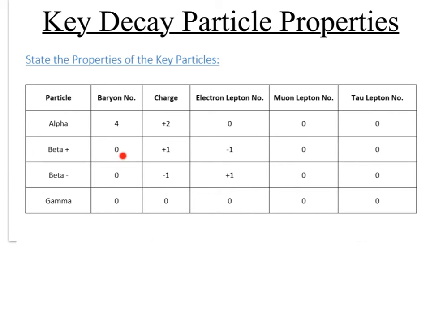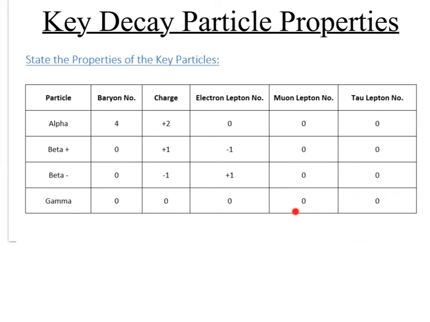Beta minus is a lepton, so it's not got any baryon number, but beta plus is positively charged. However, it's an antiparticle because it's a positron, which means it has an electron-lepton number of minus 1. It's not a muon or tau type, so those are 0, just as all the others are not muon or tau types. Beta minus is minus charged, but it's an electron, so it's a normal particle, not an antiparticle, which makes it plus 1 in this column.